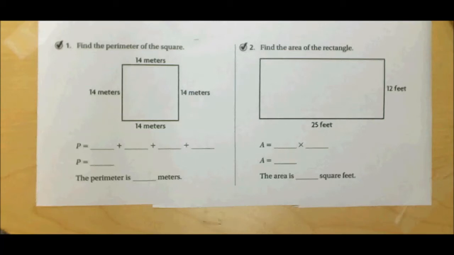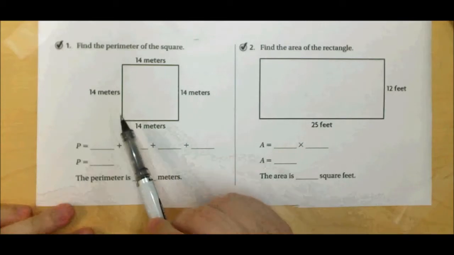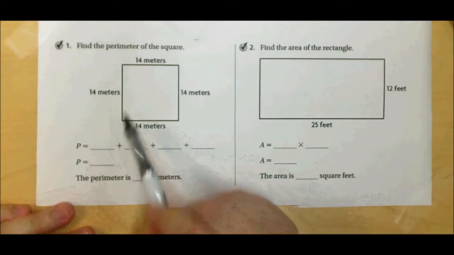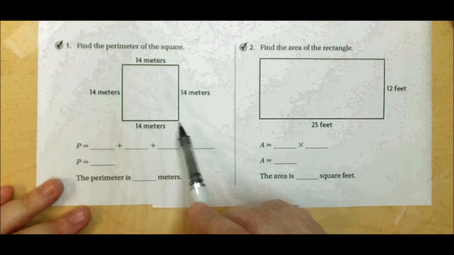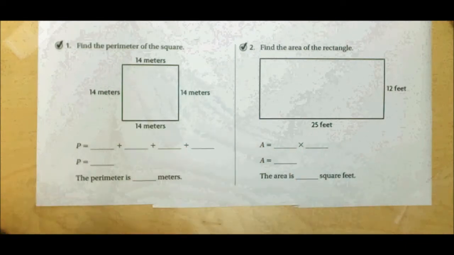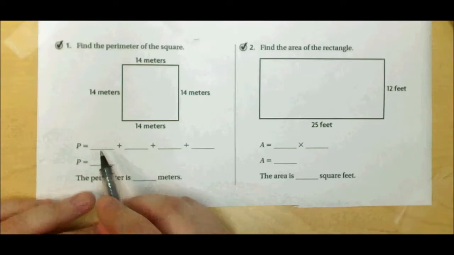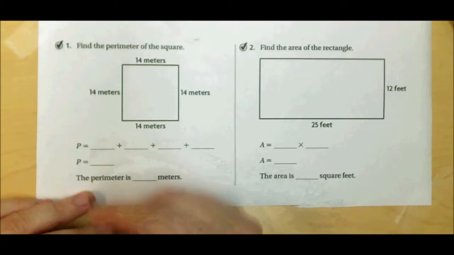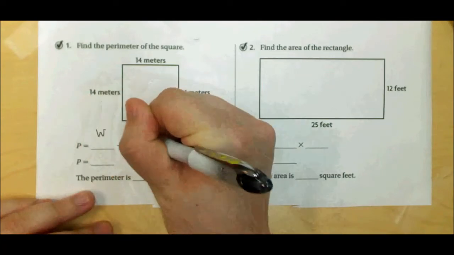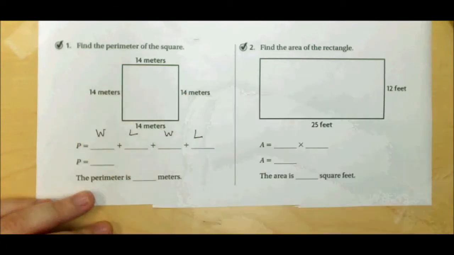I'm going to talk about perimeter and area. So the perimeter around a shape would be just measuring all the sides around it, like you're building a fence. Now we talked about formulas today, and for the perimeter, that would be width plus length plus width plus length.